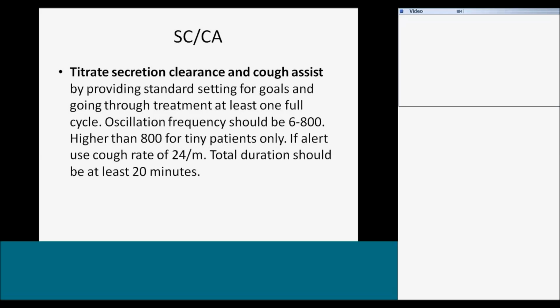I have never set anybody on chest wall oscillation at that range, but I have had a couple of cystic fibrosis patients that liked 450. But normal is going to be 600 to 800. Higher than 800 is such a fine oscillation that it doesn't have a full effect on thinning the secretions. So you'll go higher than 800 generally only for tiny patients or patients that complain initially about 800. So if they have a comfort issue at 800, then you might try 850, 900, 1,000.